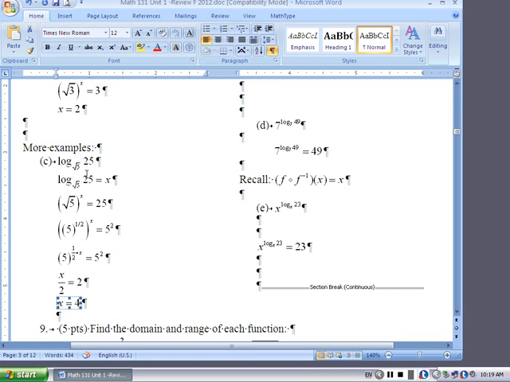This is the output from the base 5 exponential function. They have the same output, right? 5 to this power equal to 5 to the power 2. So that means what? The power must be the same. Otherwise, they will not have the same output.